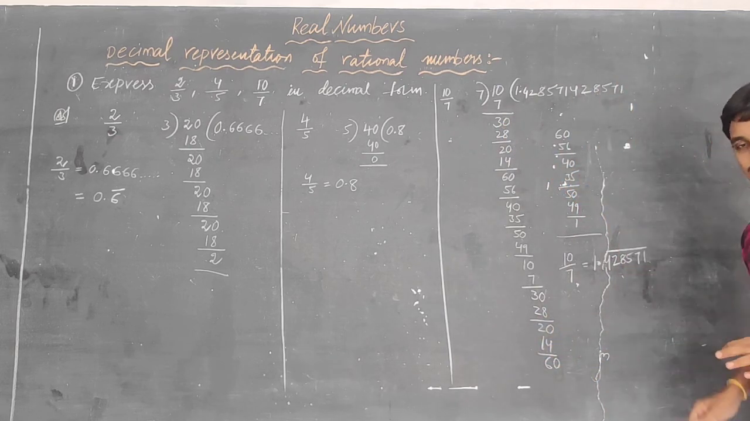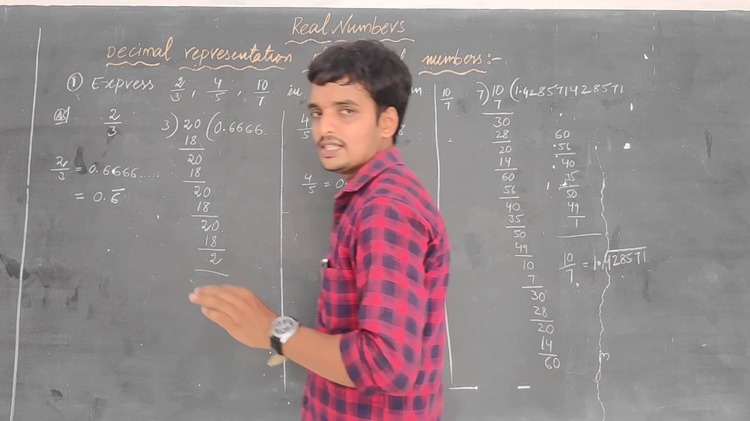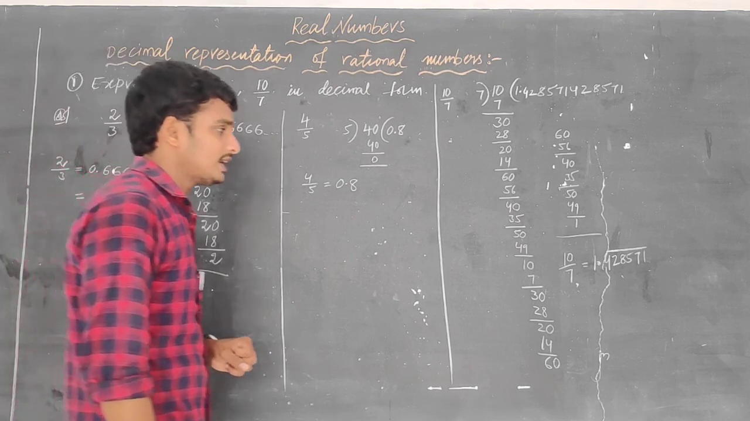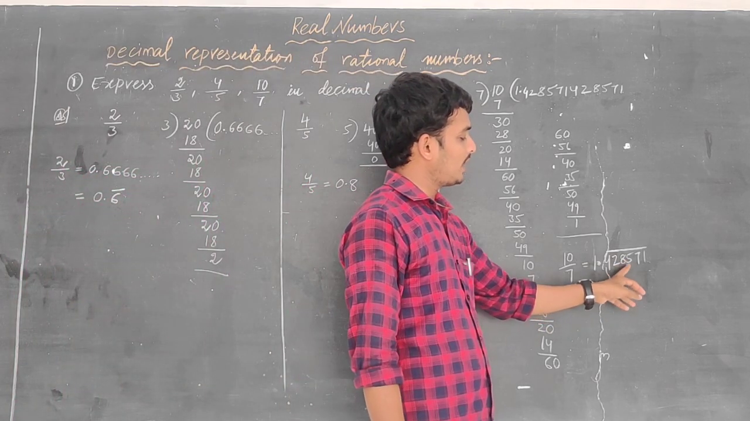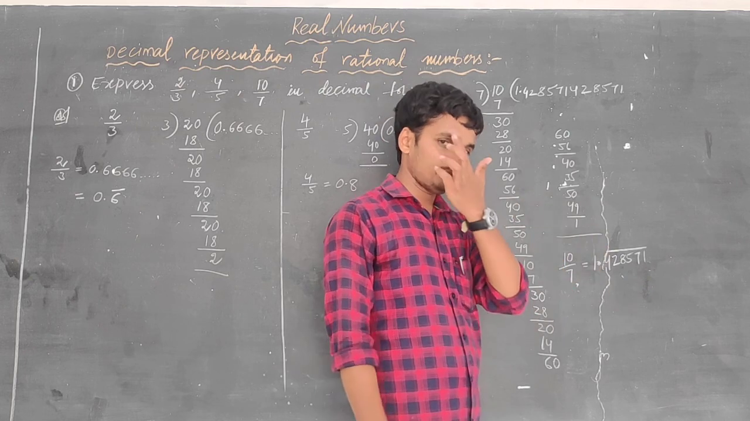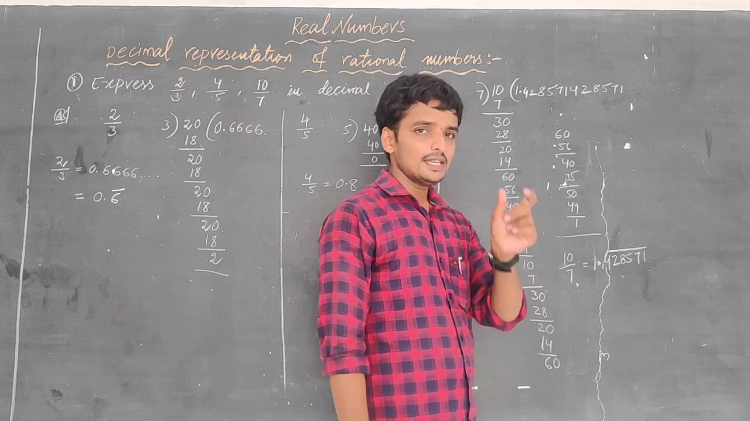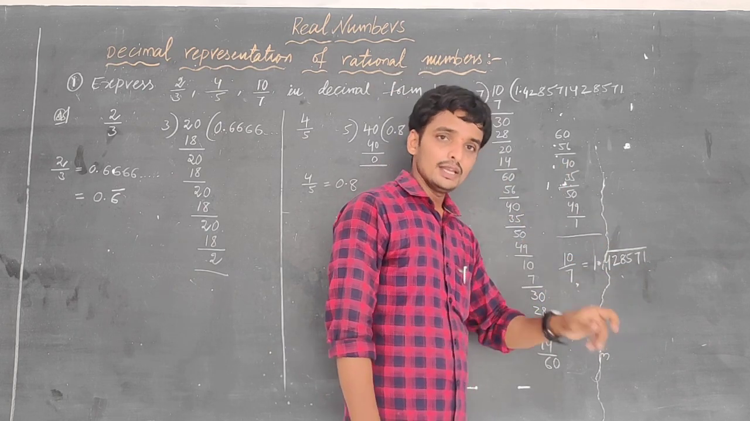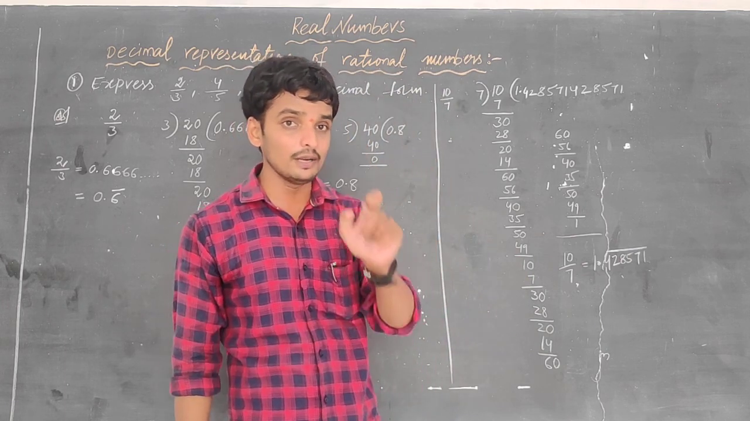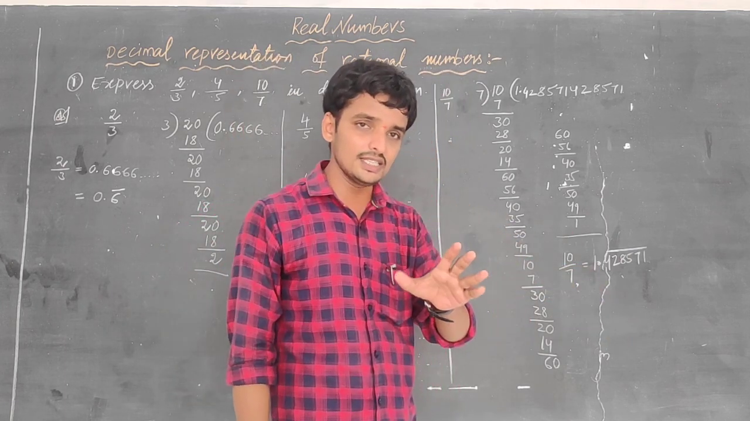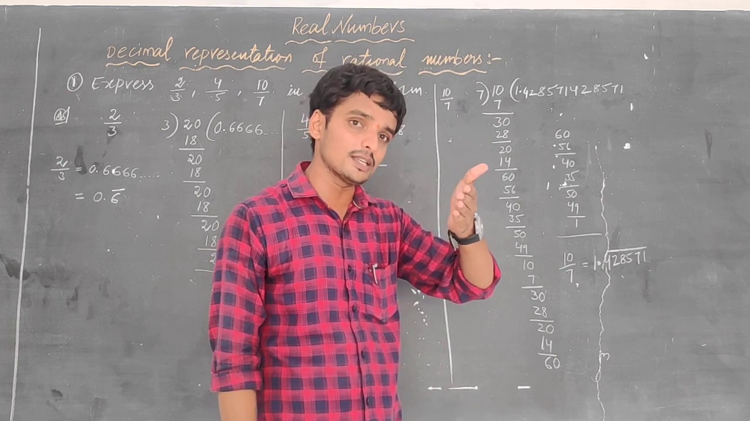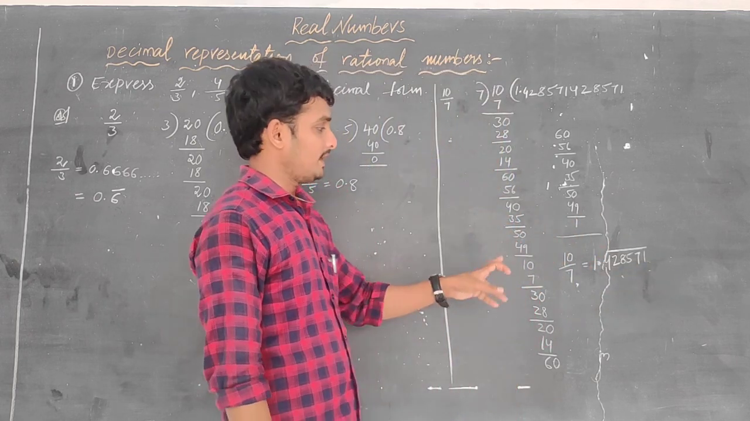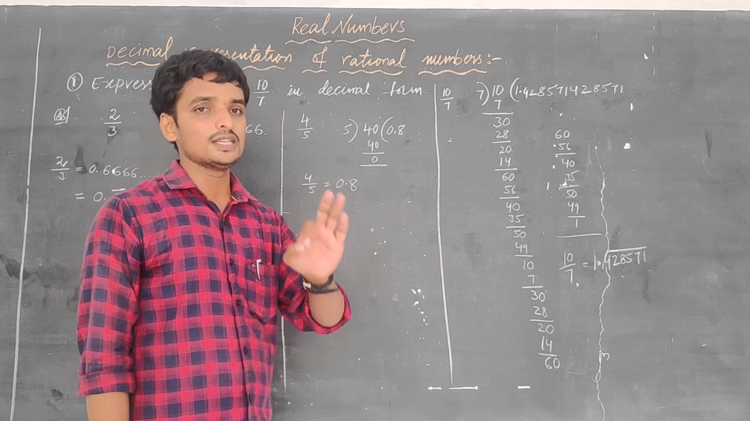So which type of decimal is this? Is this a terminating decimal? No, this is a non-terminating recurring decimal. What is recurring here? 428571. What is the period? The period is the set of digits which are repeating. 428571 is the period. The periodicity is how many digits are repeating under the bar. How many digits under the bar? 1, 2, 3, 4, 5, 6. 6 is the periodicity. The period is 428571 and the periodicity is 6.